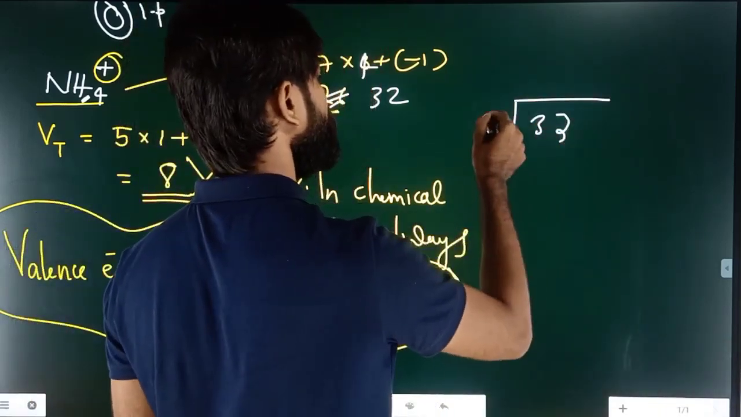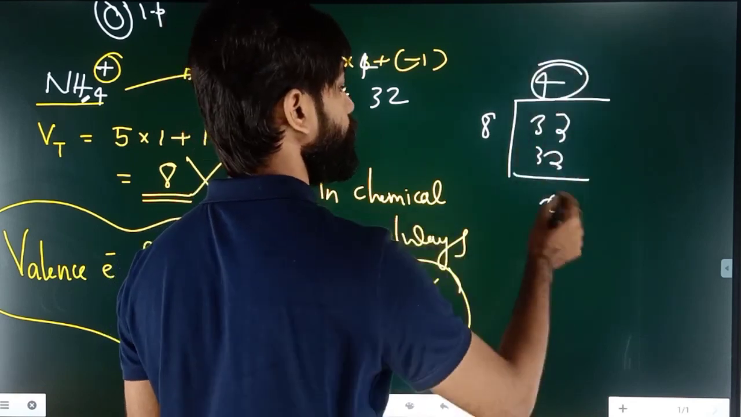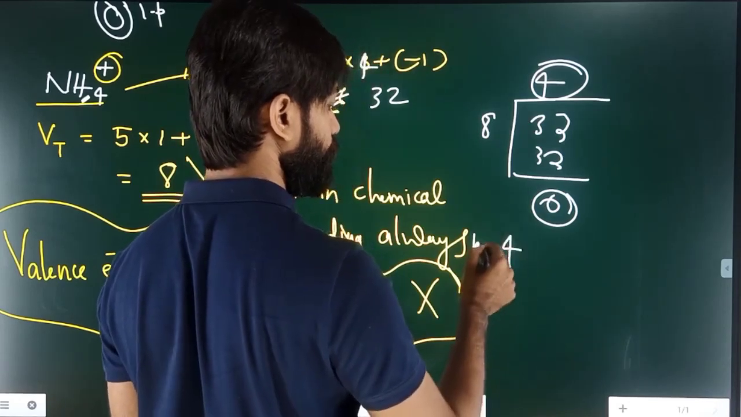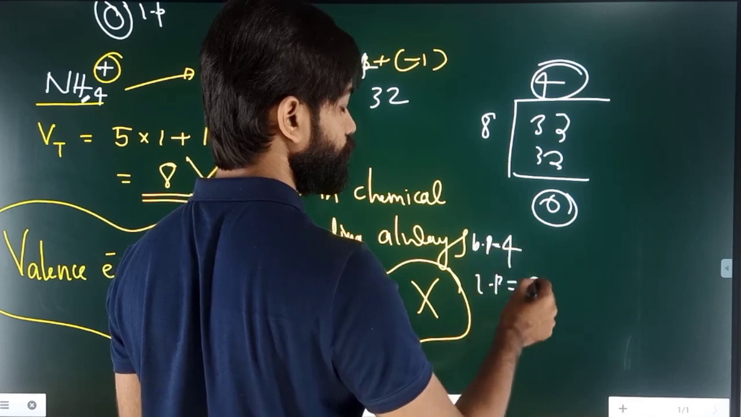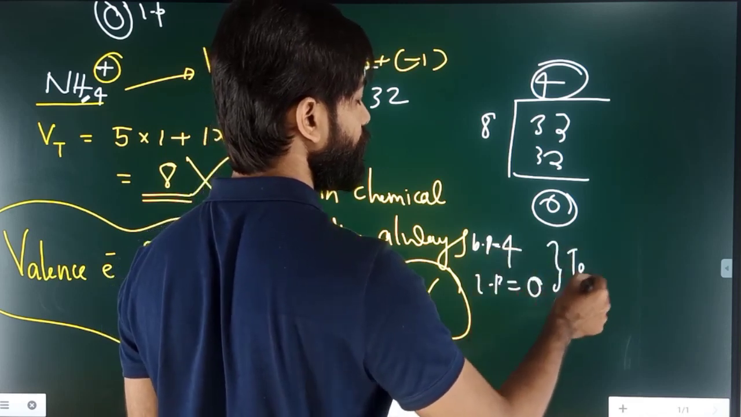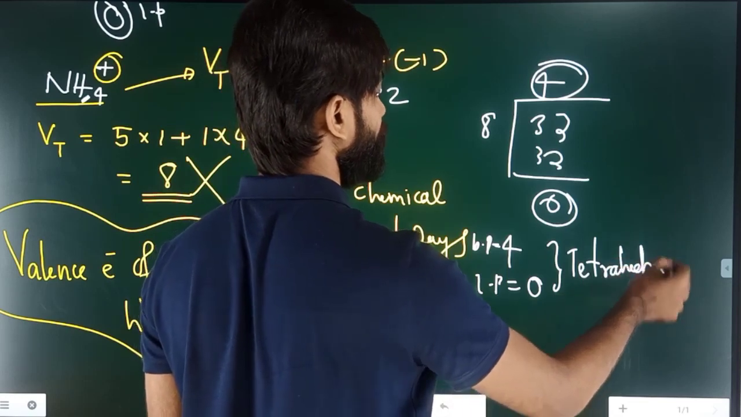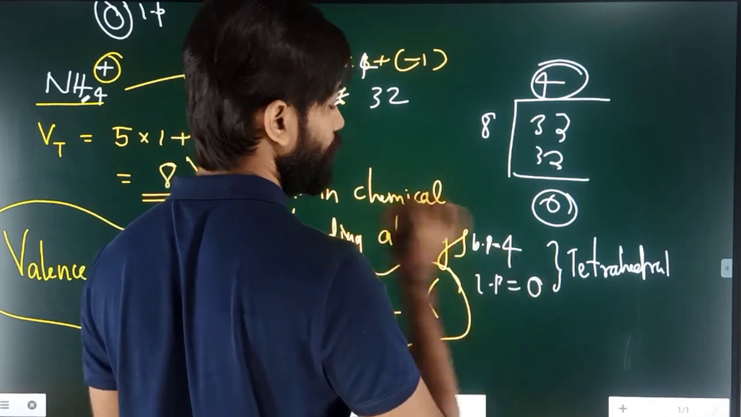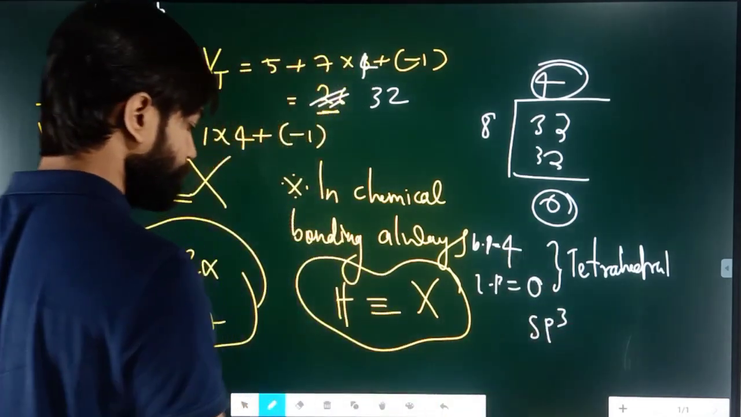32 divided by 8, your answer 4, remainder 32, 0. So 4 bond pair, 0 lone pair. So the shape is tetrahedral. Fine. Tetrahedral. You should know that. 4-0 category, tetrahedral. Total number of VSEPR 4. So hybridization sp3.